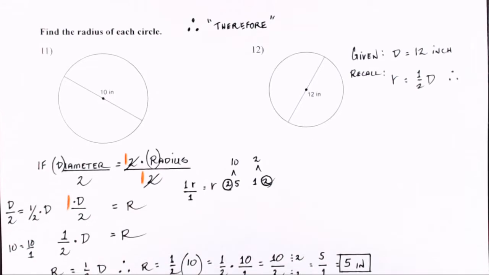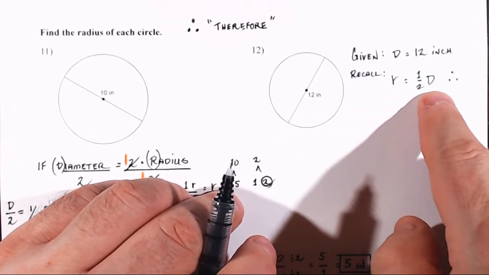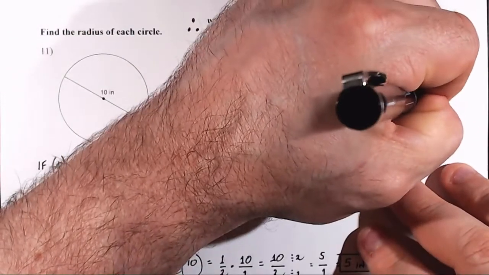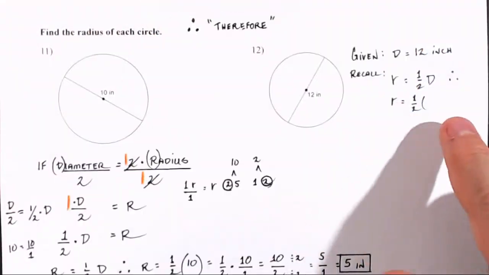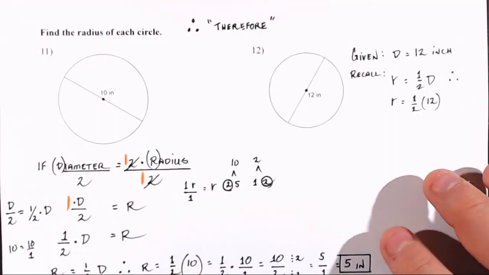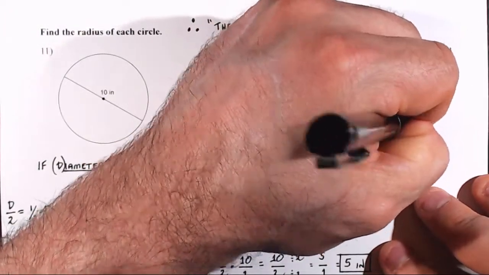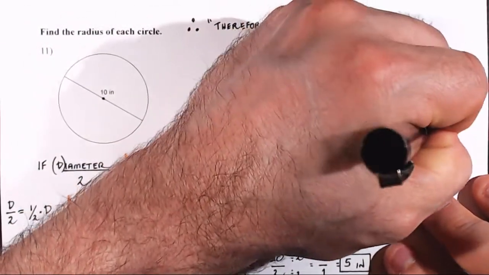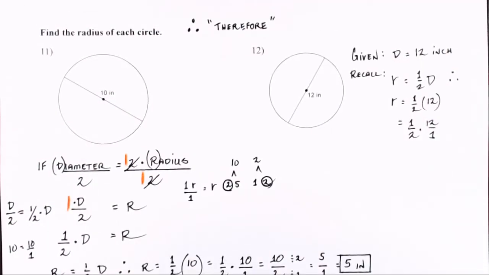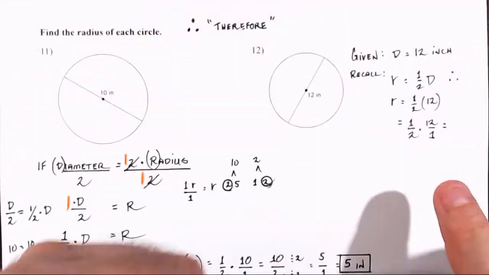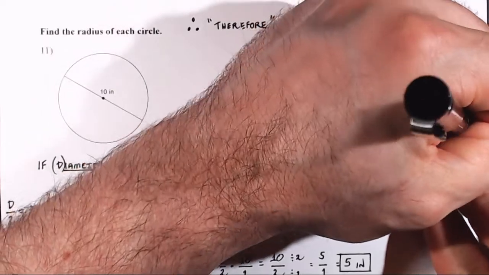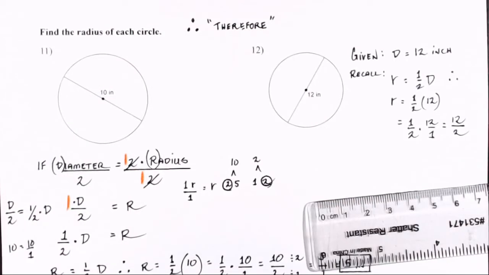Okay, so therefore, r equals 1/2 times d. Therefore, our radius equals 1/2 times whatever the diameter is, 12. Now recall that we can rewrite that as 1/2 times 12 over 1. I just multiply across now. 12 times 1 is 12. And 2 times 1 is 2.